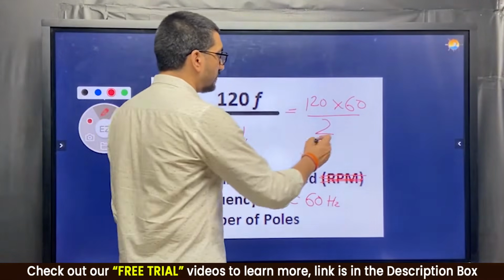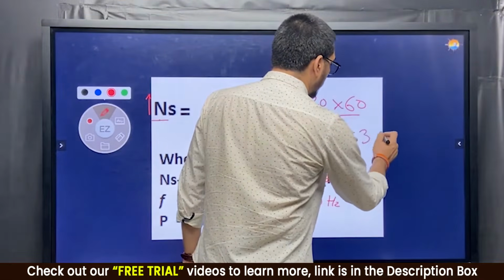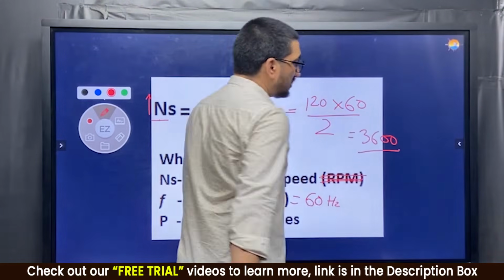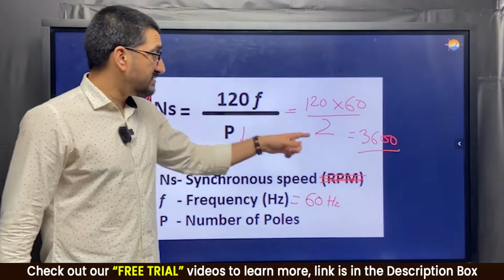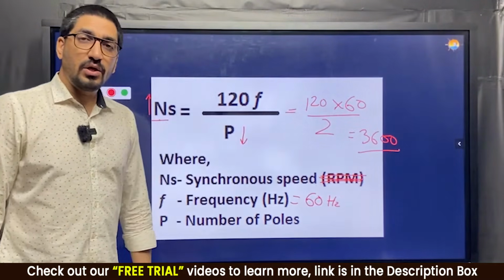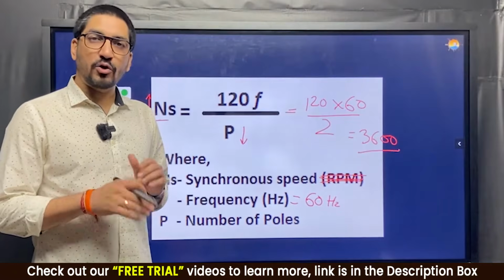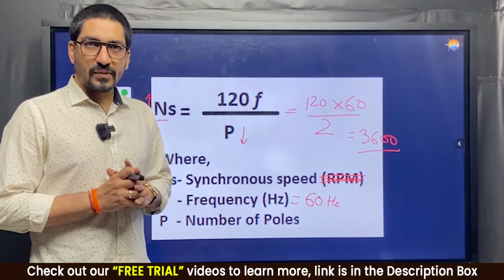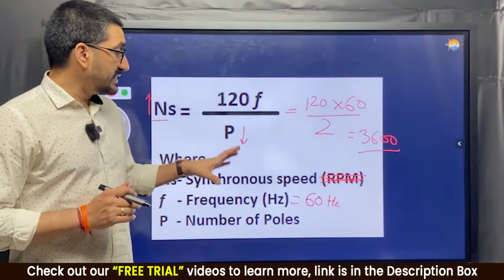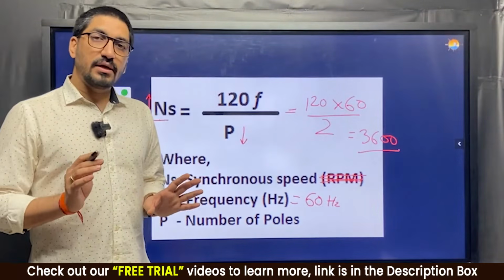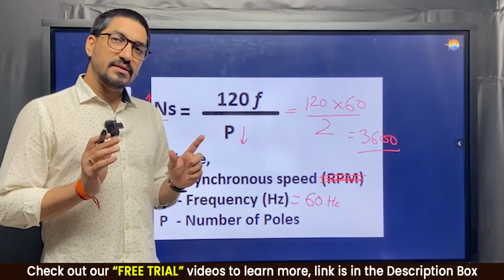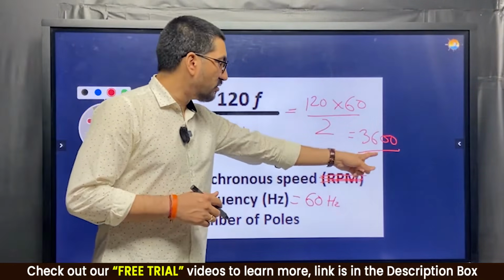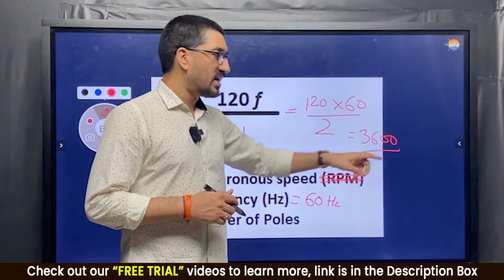And how much does this come to? 3600 RPM. So 3600 RPM is the maximum speed with which a rotating magnetic field can rotate in an induction motor on a ship. And also in synchronous motors, the speed of the synchronous motor is the same as RMF. So any synchronous motor will also rotate at maximum at this RPM.